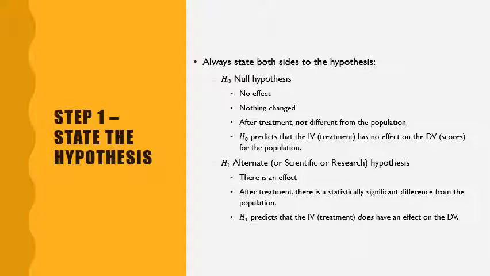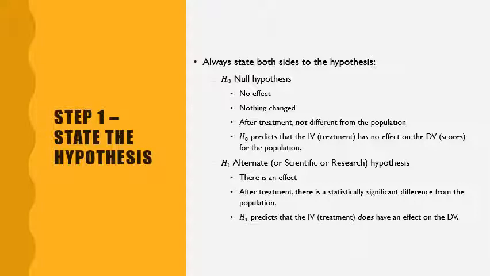You're always going to have 2 sides to a hypothesis. The first is the null hypothesis. This says there's no effect, nothing's changed. After treatment, there's no difference at all from the population, so the sample mean is completely the same as the population mean. So the null hypothesis predicts that the IV, or the treatment, has no effect on the DV, which are the scores for the population.